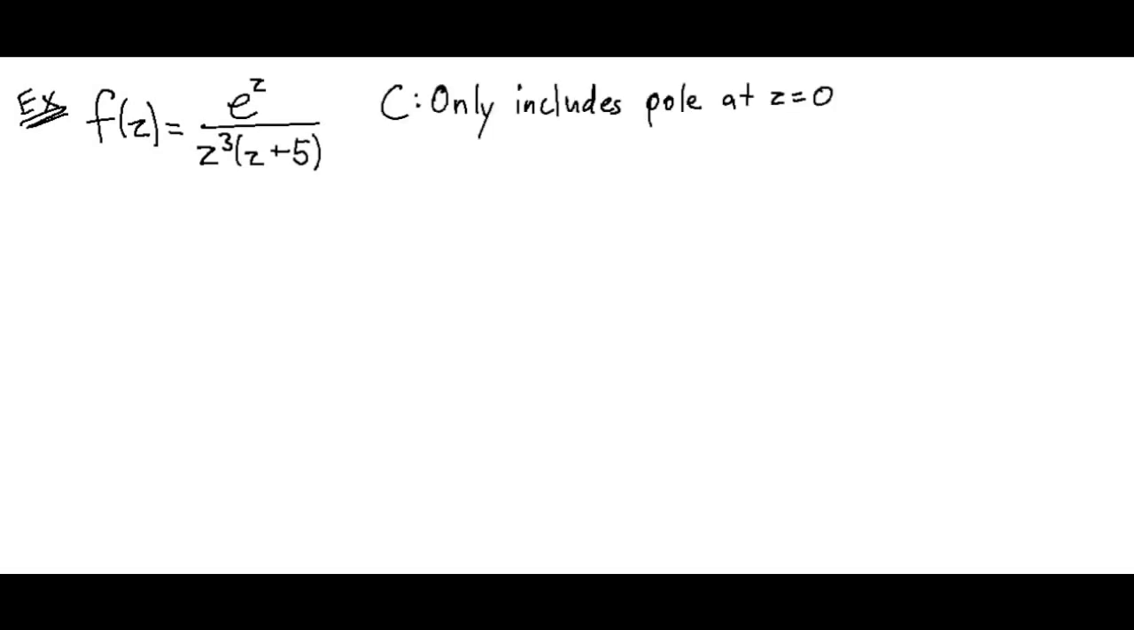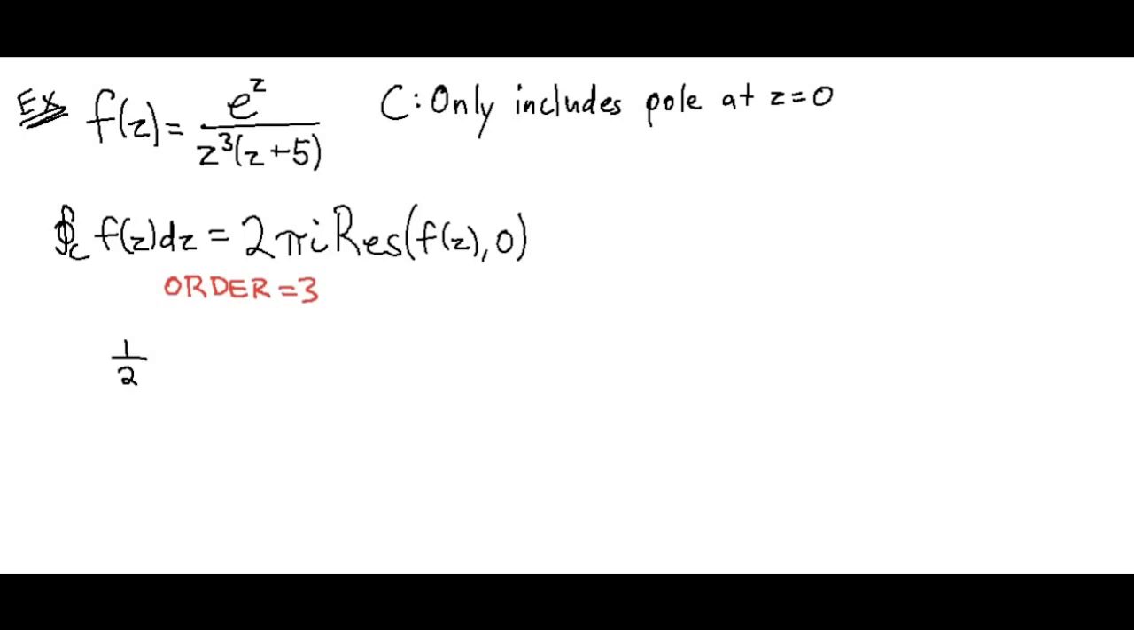Alright, this one will be a little more complicated. Our function is e to the z over z cubed times z plus 5. We're going to limit our curve C to only include the pole at z equals 0. We take the residue of the function at z equals 0, which is a pole of order 3: 1 over 2 factorial times the limit as z goes to 0 of the second derivative of our function times z cubed. The pattern is the same.